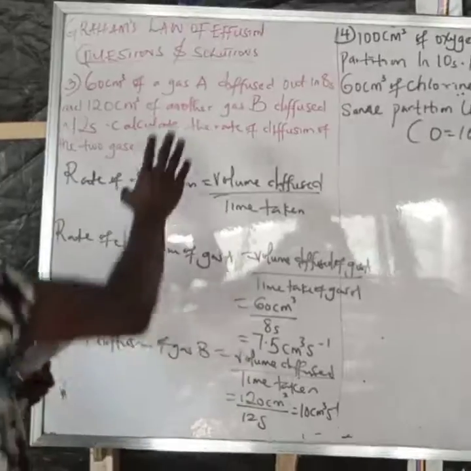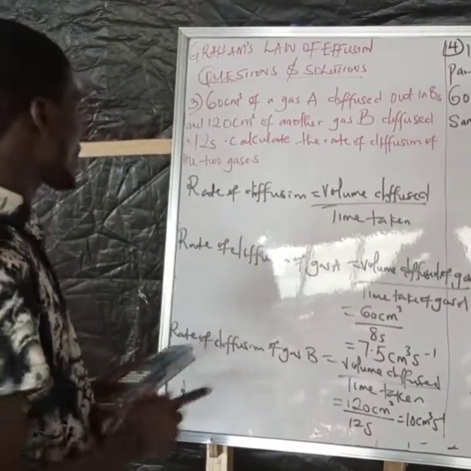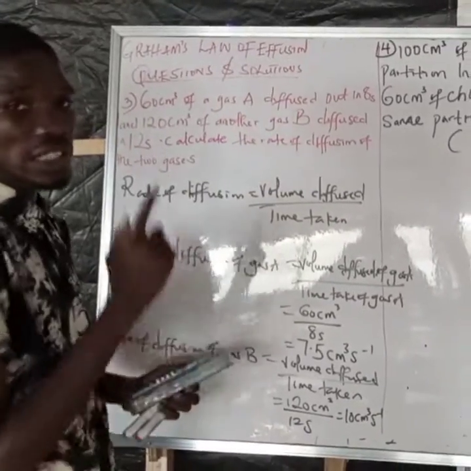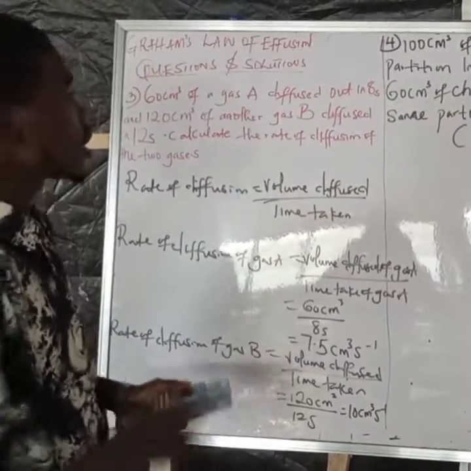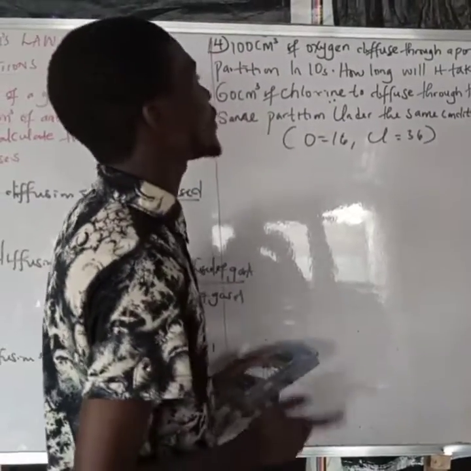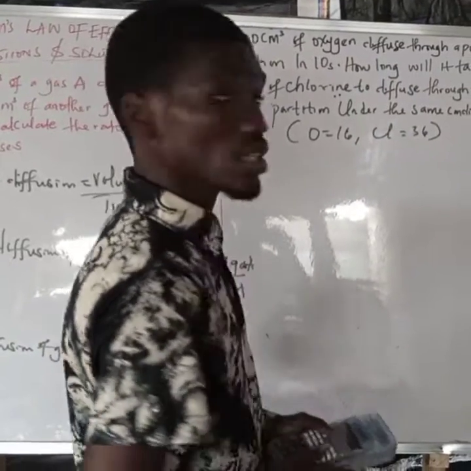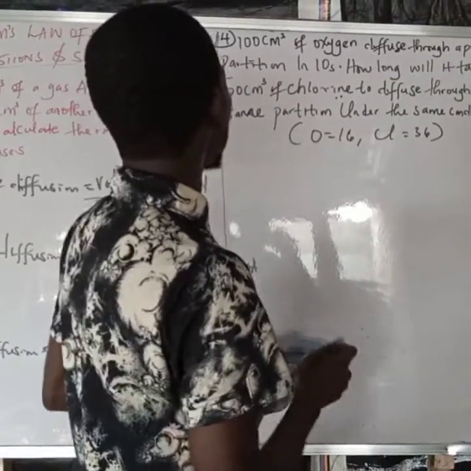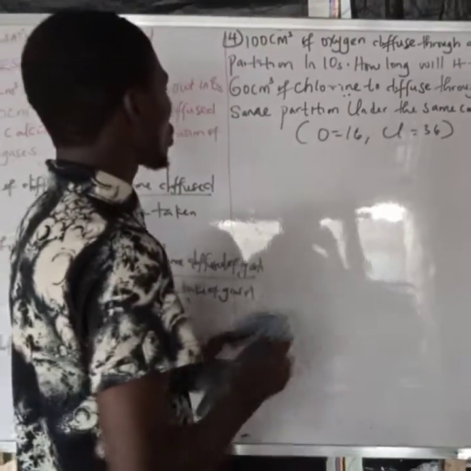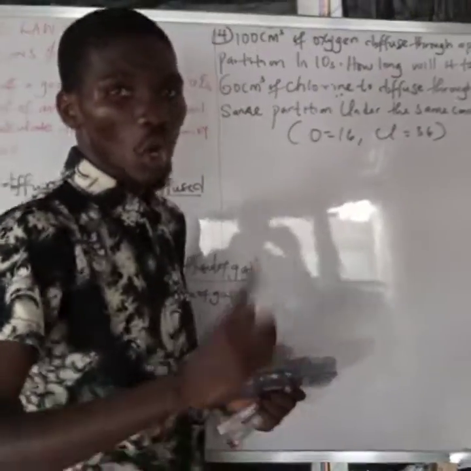So a question like this, you should know the approach to it. Don't forget, rate of diffusion is equal to the volume diffused divided by time taken. So to the next question, they say 100 cm³ of oxygen diffused through a porous partition in 10 seconds. How long will it take 60 cm³ of chlorine to diffuse through the same partition under the same conditions?